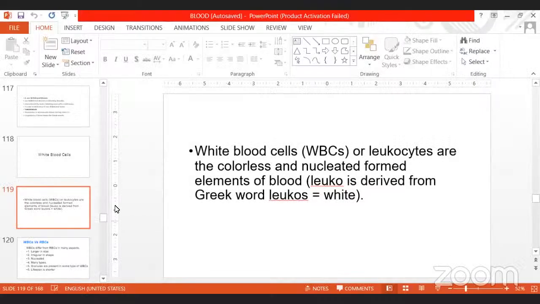Leukocytes are the colorless and nucleated formed elements of blood. The term is derived from leuko, a Greek word that means white. So that is why it's known as white blood cells.